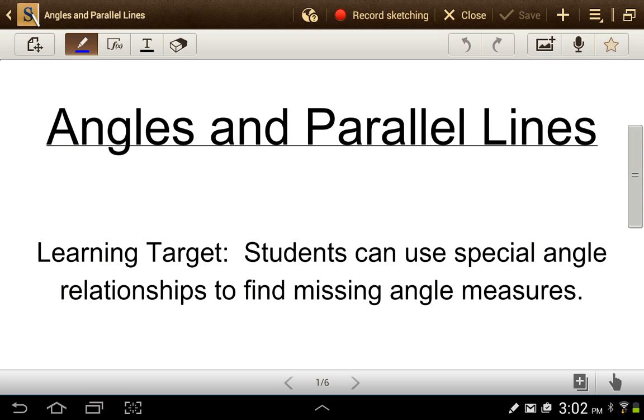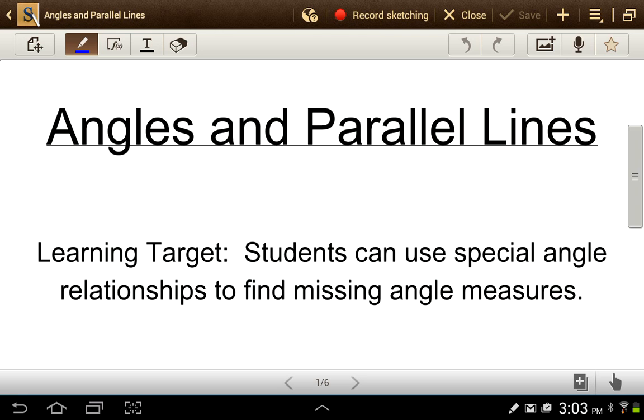So we're going to be focusing on what kind of angles we get when we draw a line through those parallel lines. And we get 8 angles that are created, or if I draw multiples, more angles, and what relationships they will have. Our learning target is students can use special angle relationships to find missing angle measures. So we're going to, like I said, continue with that.